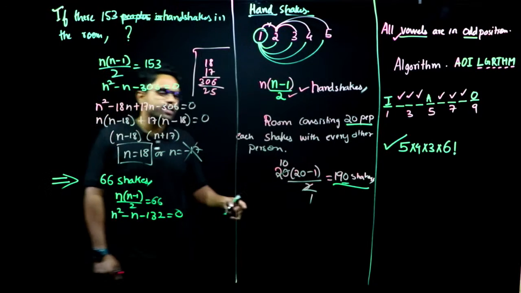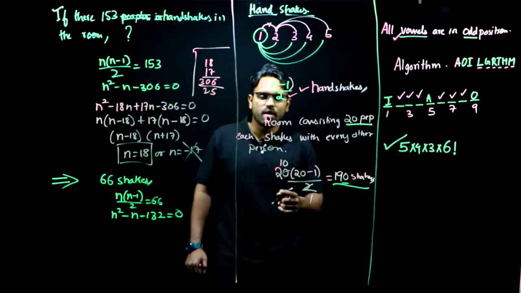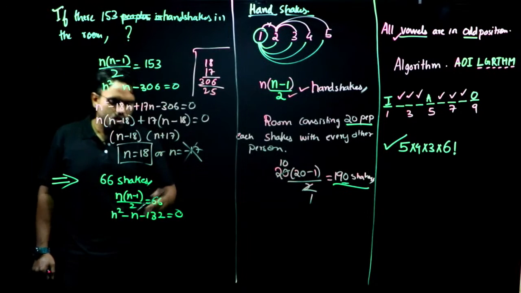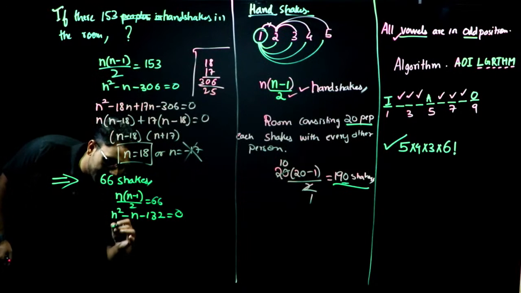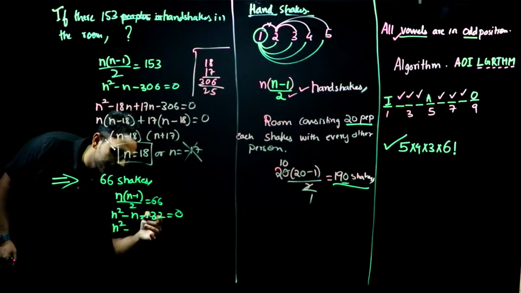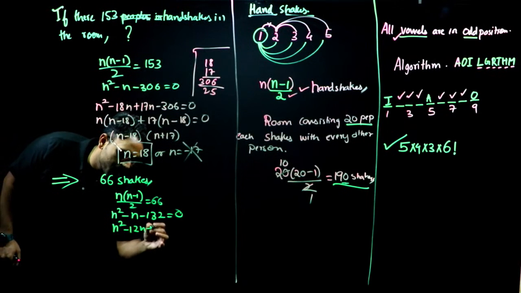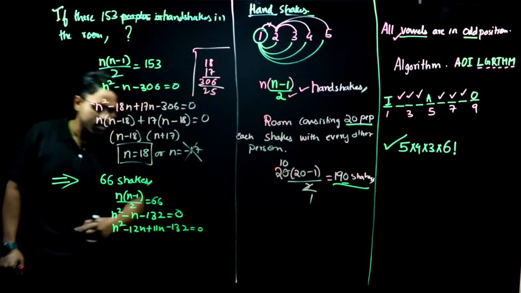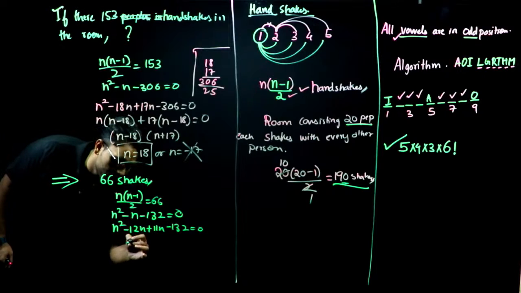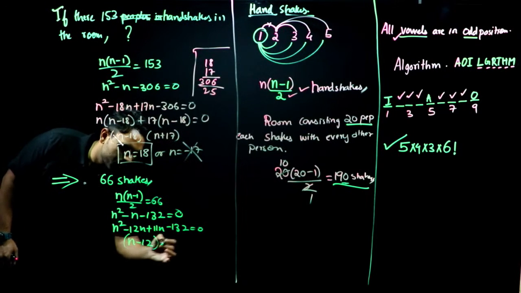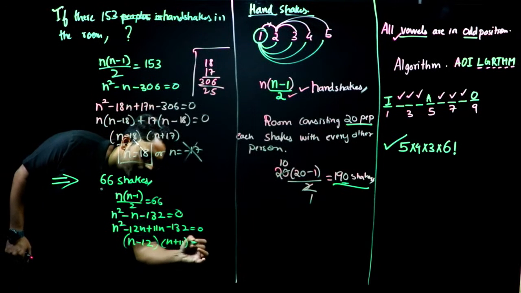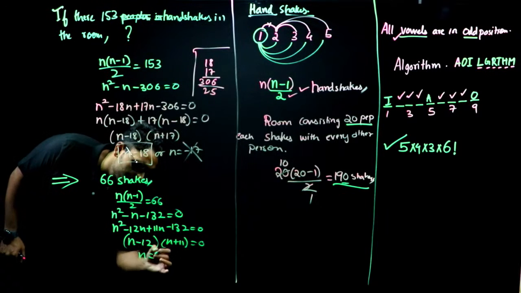If I know the squares, I can deal with it. 11 square is 121. 12 square is 144. So it is somewhere between 11 and 12. So what do I have to do? I have to write it as n square minus 12n plus 11n minus 132 is equal to 0. I can directly write, I'll take n common. The one will be n minus 12, the other one will be n plus 11 is equal to 0. So the positive n value I'll get is 12.